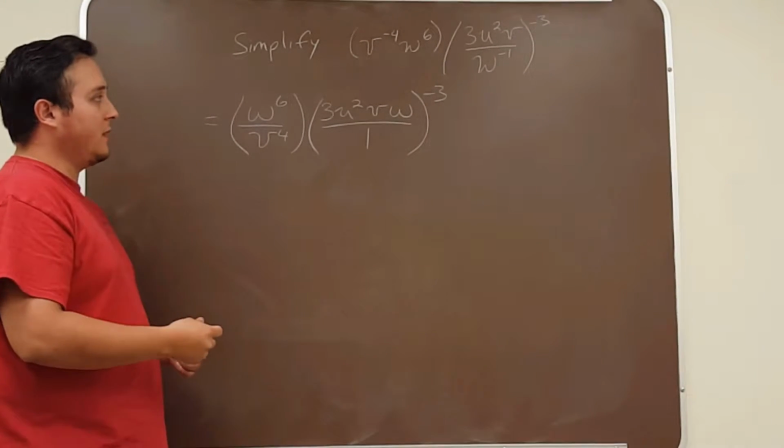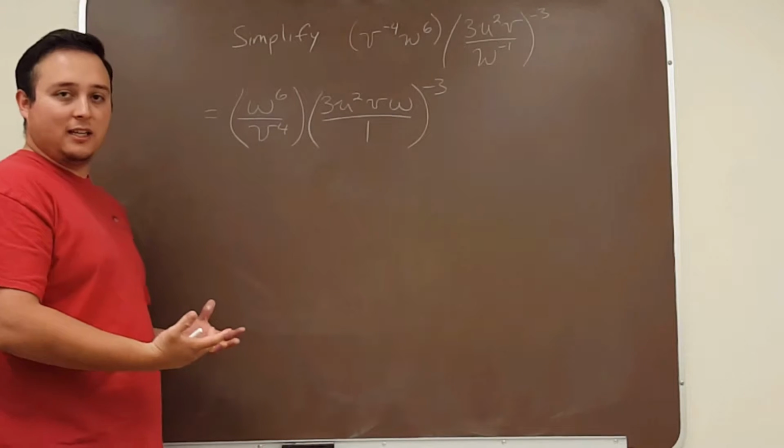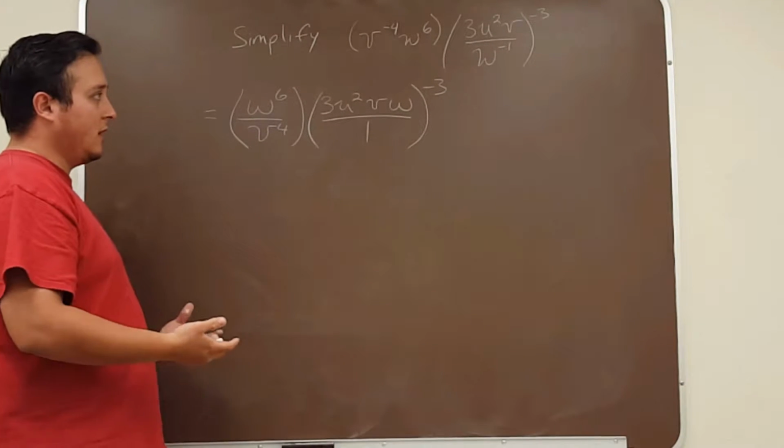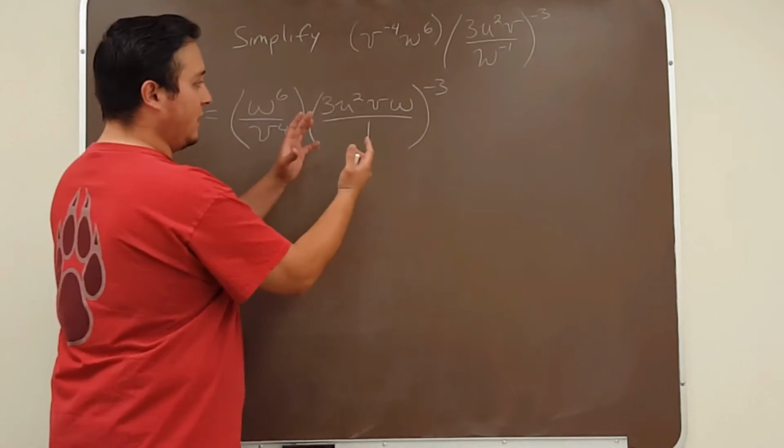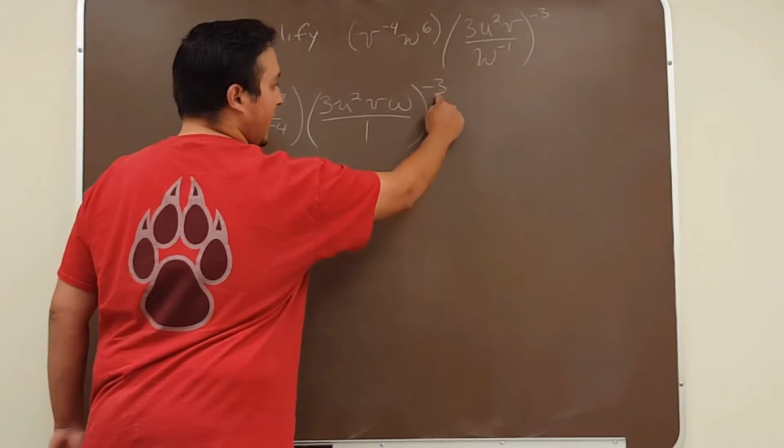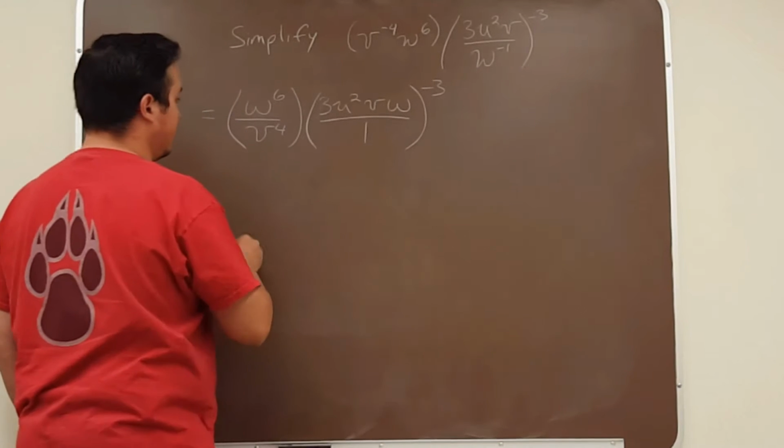So the next part is to make all the negative exponents on the outside of the parentheses positive. So how do I make a negative exponent on the outside of parentheses positive? I just flip everything that's on the inside. So this negative 3 exponent is going to flip everything inside the parentheses.